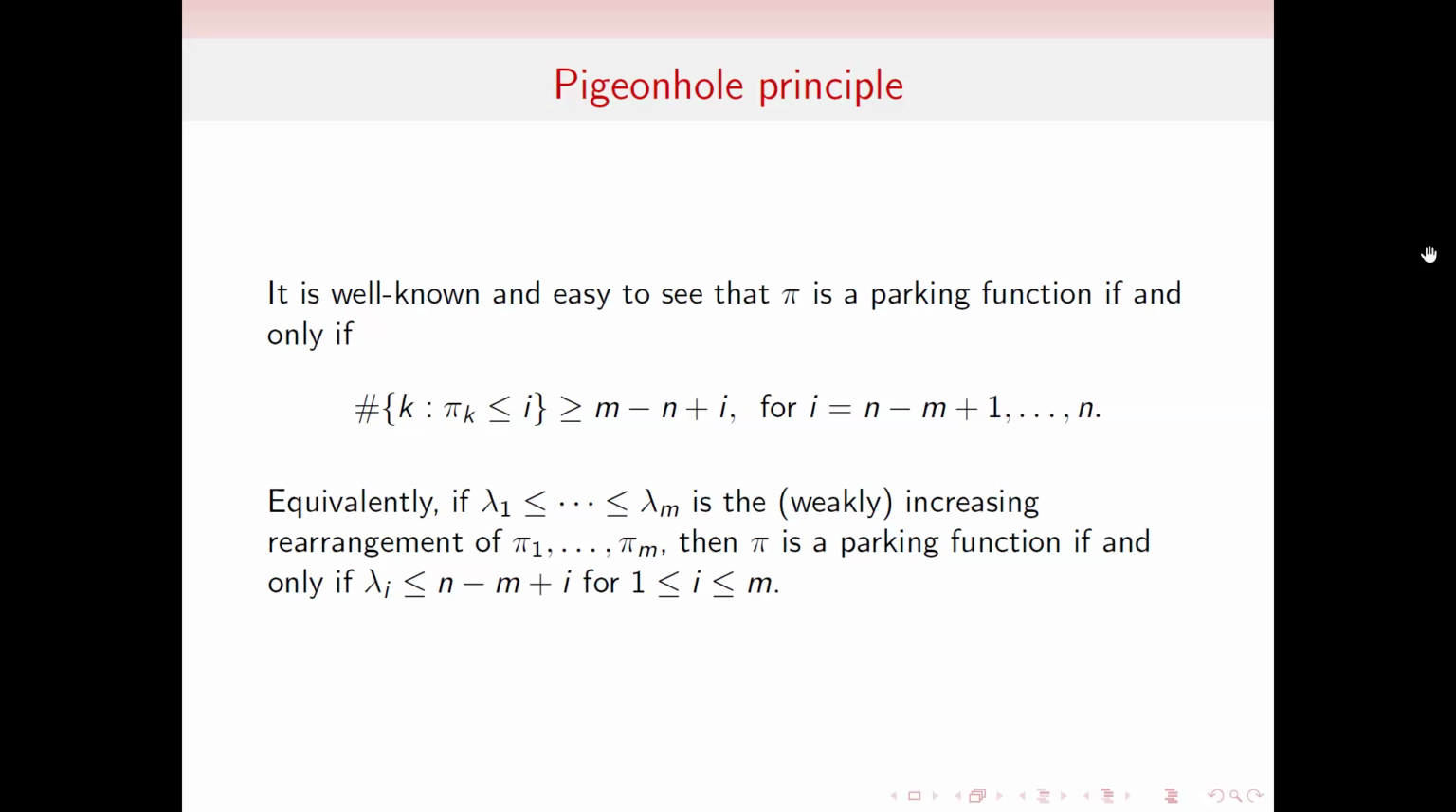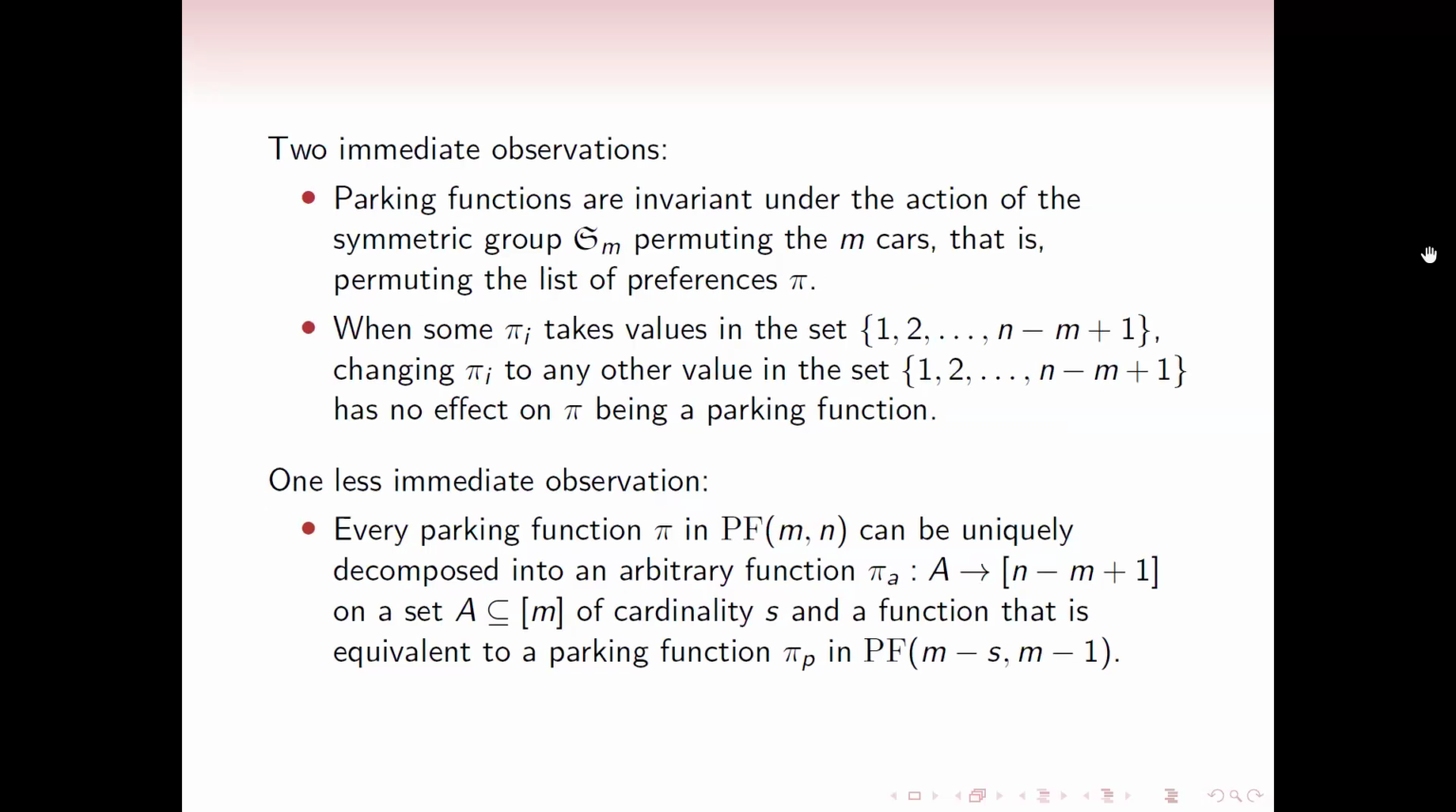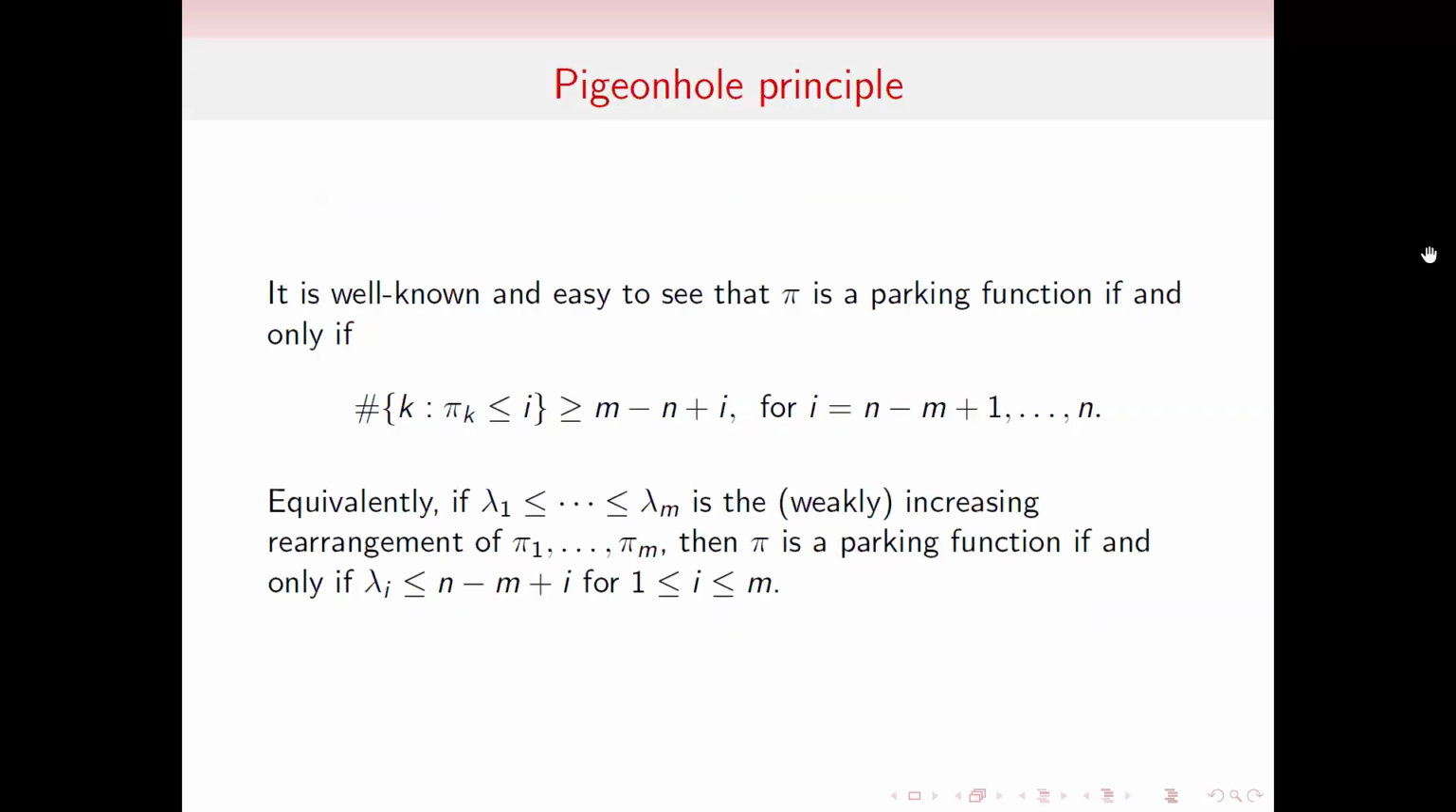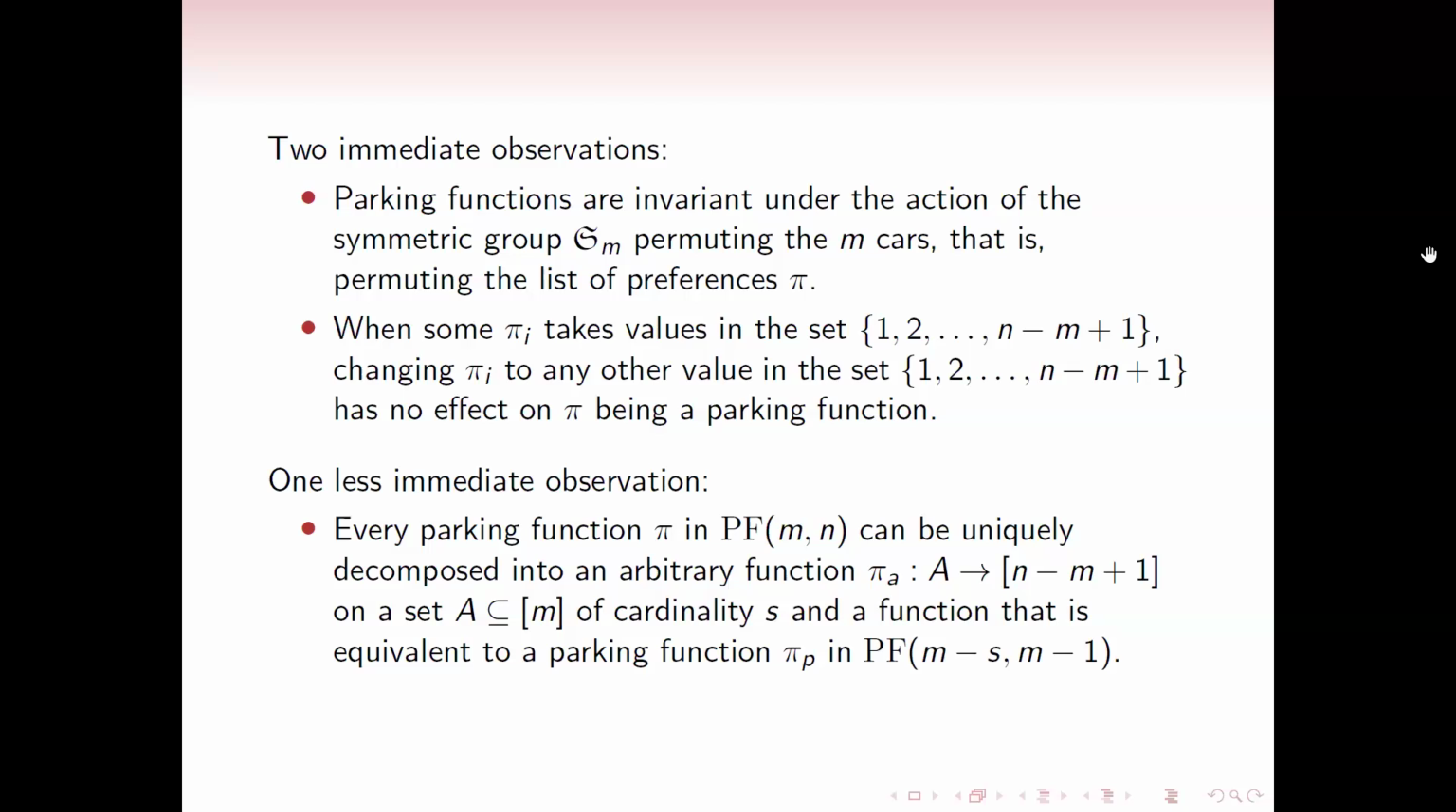By a switch of coordinates, we can visualize this as forming the weakly increasing rearrangement, and then checking if the order statistics are respectively less than or equal to n minus m plus i. From this, we have some immediate and less immediate observations. The immediate observation is that a parking function is invariant under permutation of the order, because it's all about the pigeonhole principle and the weakly increasing rearrangement, so whether it's 1, 2, or 2, 1 doesn't really matter. Also, if you change the preference of a car in the range 1 up to n minus m plus 1 to any number within that set, it doesn't really matter, because it's all about the count of cars with preference less than or equal to i for i starting from n minus m plus 1. This will motivate a definition of parking functions that we will talk about very soon.